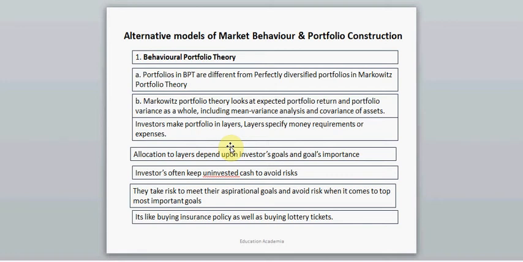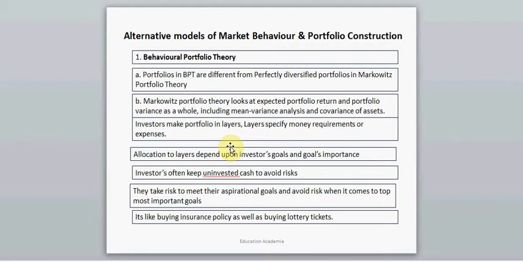So the next model in the series of alternative models of market behavior and portfolio construction is behavioral portfolio theory. Now, when we say behavioral portfolio theory, this model is not the same as Markowitz portfolio theory. It's quite different. The Markowitz portfolio theory is supposed to be the perfectly diversified portfolio.